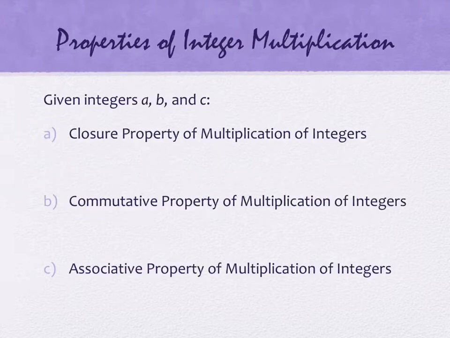Properties of integer multiplication. There's almost nothing new here, maybe nothing new here for this particular one. These look just like the properties of whole numbers that we saw back in chapter 3. So what did closure say?